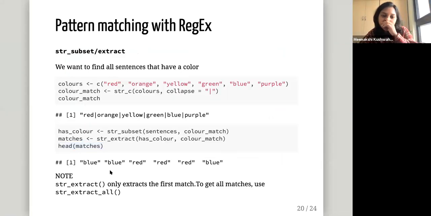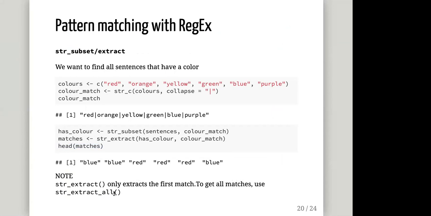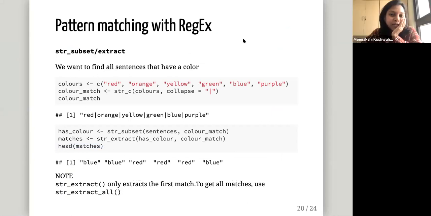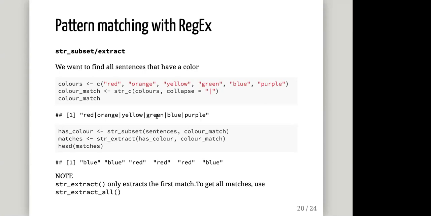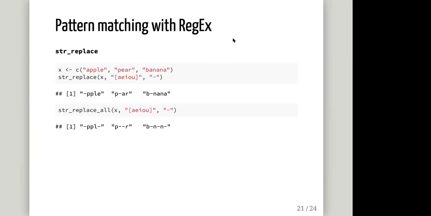Yeah. So, like we discussed before, str_extract only extracts the first match. So, in all of these sentences, if the colors were occurring more than once, str_extract will not show that. If we want to do that, we have to use str_extract_all. And again, I think we are wondering what it does to overlapping patterns when overlapping patterns exist. We don't know that yet. Okay.